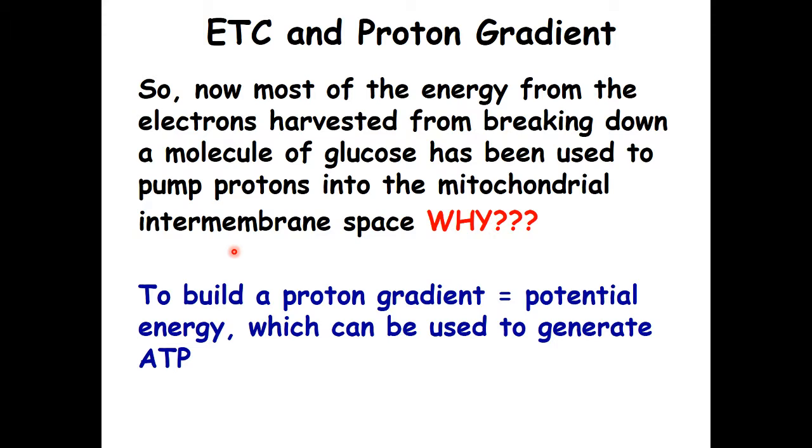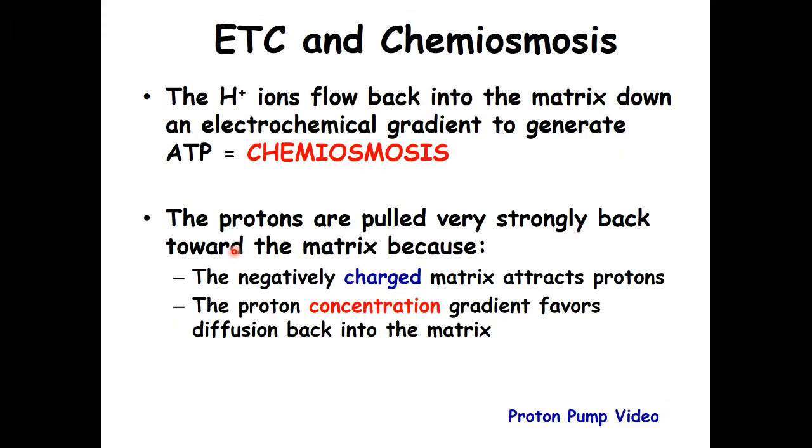So a proton gradient has been built, but why? Why are you spending so much energy building a proton gradient? Now, a proton gradient, just to be clear, is potential energy, right? So here are a few terms you need to understand. The reason to build a proton gradient is so that the protons want to move back into the matrix. And when they move back into the matrix, it will generate ATP.